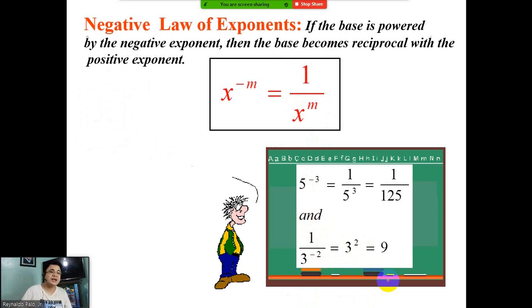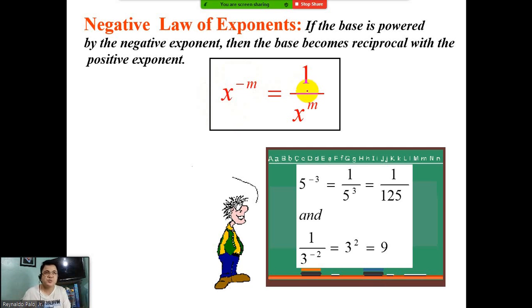Next, negative law of exponents. If the base is powered by a negative exponent, then the base becomes its reciprocal with the positive exponent. What is this all about? If there's a negative exponent, the idea is that we have to remove the negative exponent before we can simplify. For example, if we have x raised to the power of negative m, you cannot yet simplify this one. What you need to do first is to get the reciprocal.